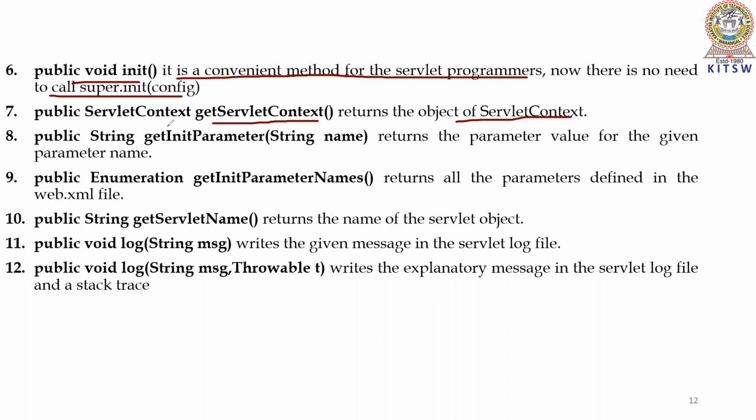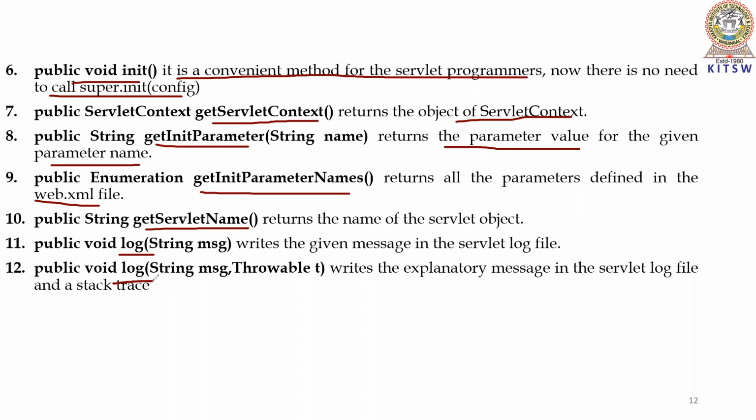The getInitParameter method returns the parameter value for a given parameter name. Next, getInitParameterNames returns all the parameters that are defined in the web.xml file. Next, getServletName returns the name of the servlet object. Next, the log method writes messages in the servlet log files.